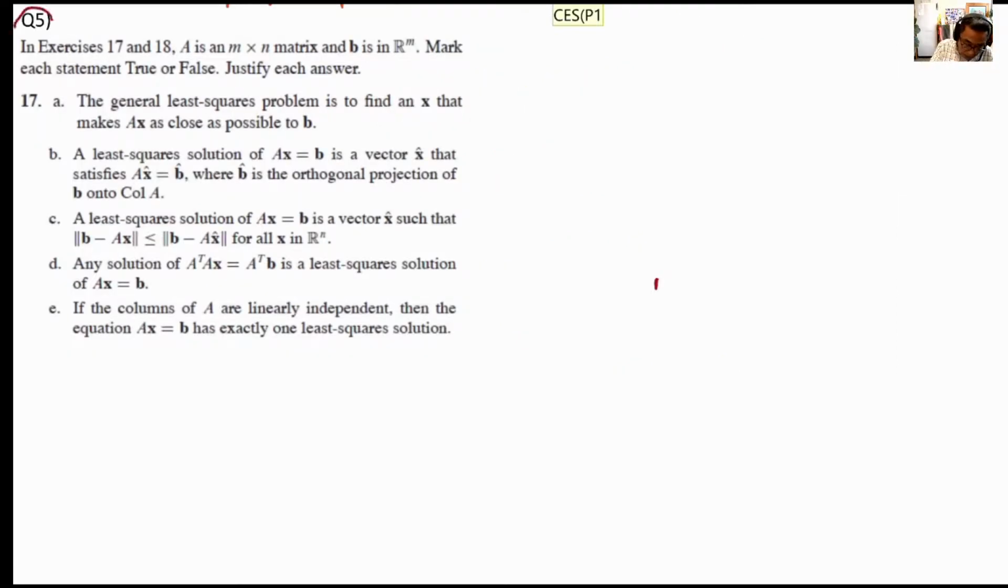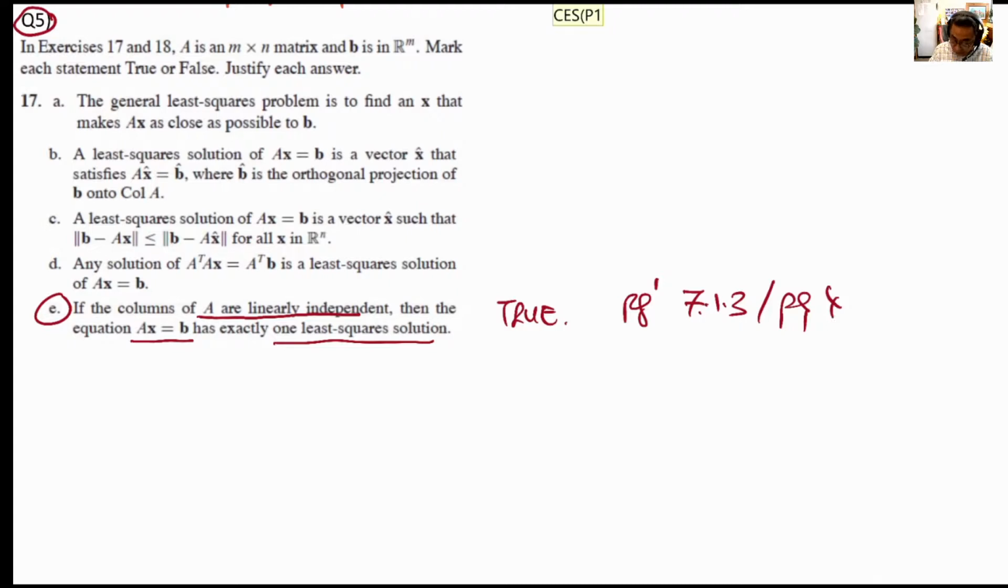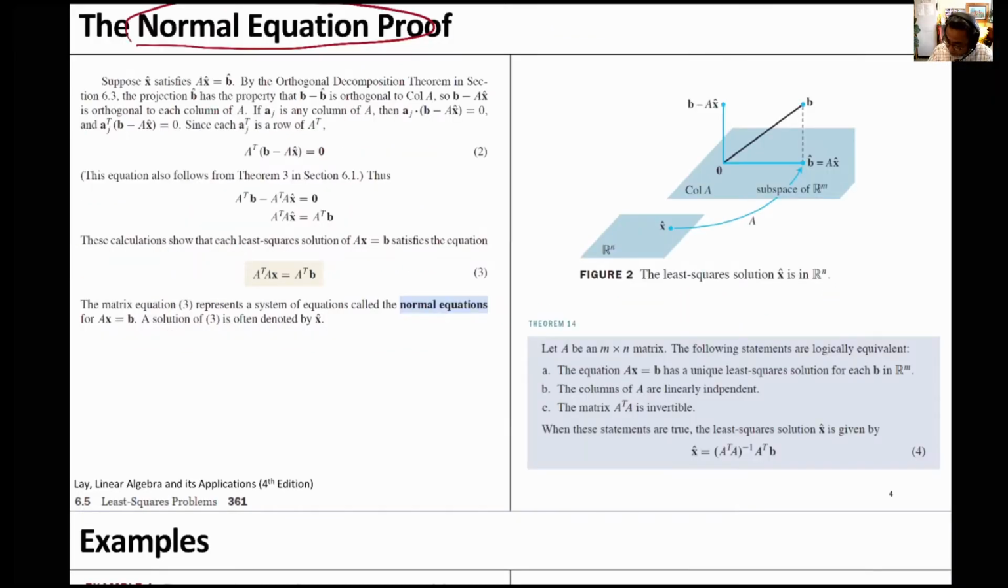Now we attempt question number 5, 17e. The question states, if the columns of A are linearly independent, then the equation Ax equals B has exactly one least squares solution, and the answer is true. Please refer to section 7.1.3, page number 4, theorem number 14. We will now turn our attention to this slide. This is page number 4, theorem number 14.